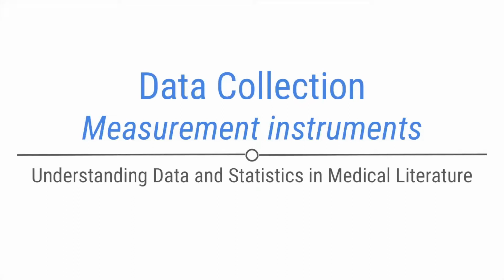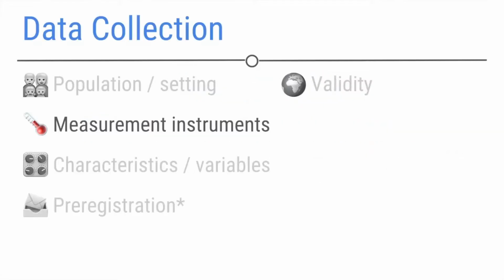Now let's talk about the instruments that are used to measure the data that's collected. The instruments used to implement the data collection can play an important role in the internal validity of the study. A problem that can arise here is measurement error.